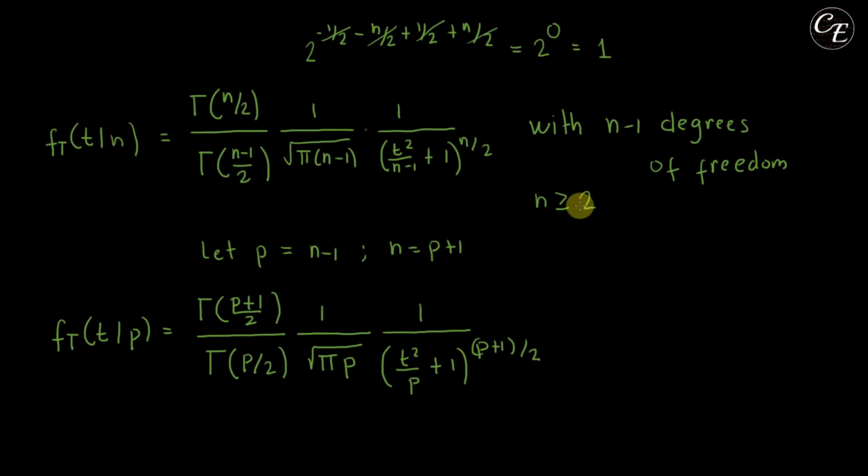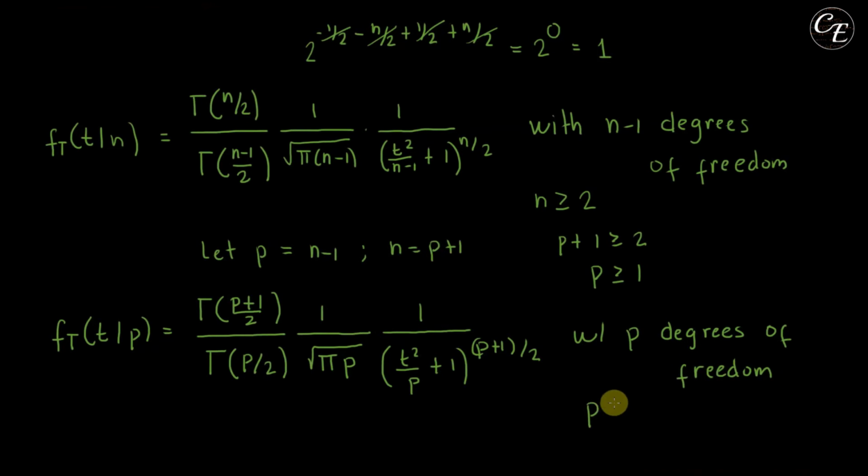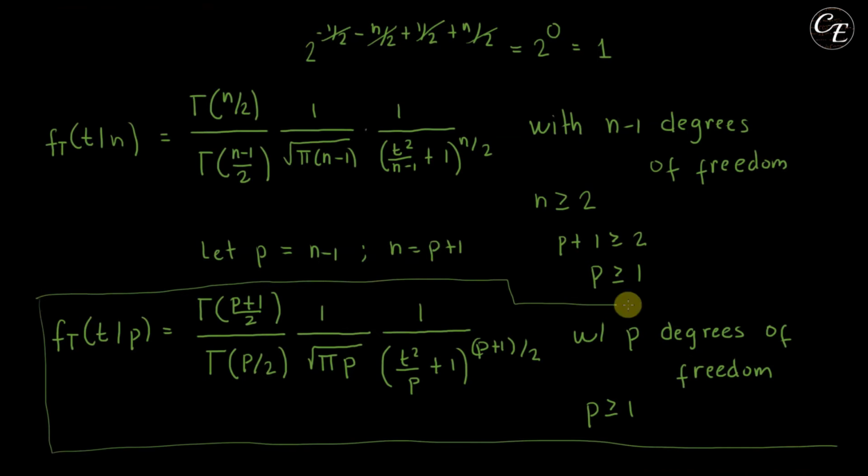So we have here this condition, p plus 1 should be greater than or equal to 2, or p should be greater than or equal to 1. So we have here with p degrees of freedom, with limitation that p should be greater than or equal to 1. So we have now our PDF for t-distribution in terms of parameter p, which is its number of degrees of freedom.